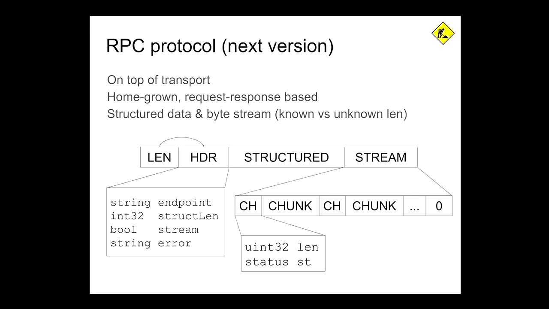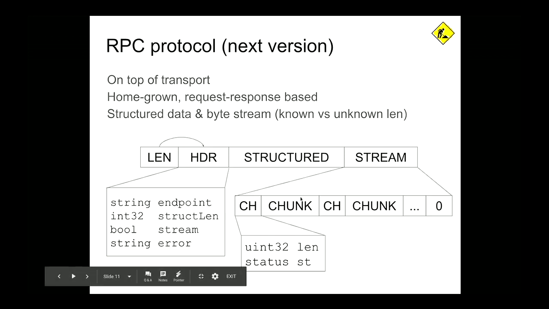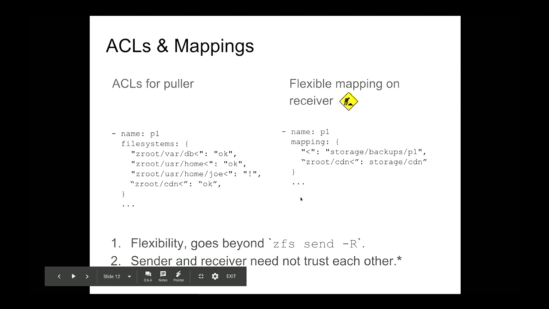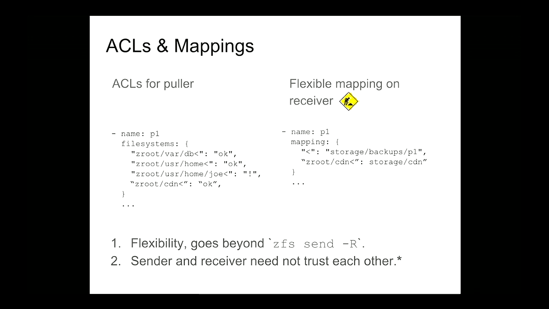I hope I didn't make too many beginner mistakes in designing this protocol, because it is typically a beginner's mistake to do some things here that you would otherwise not want to do. Anyways, with this protocol on top, we can build some neat features around that. So for example, access control lists for the puller.